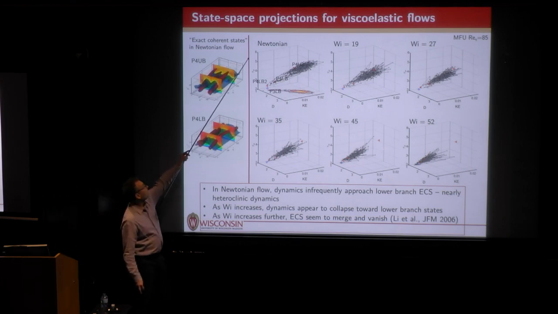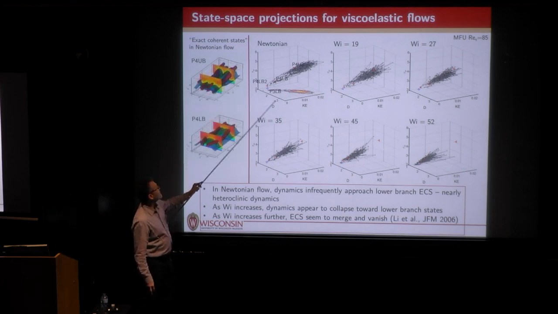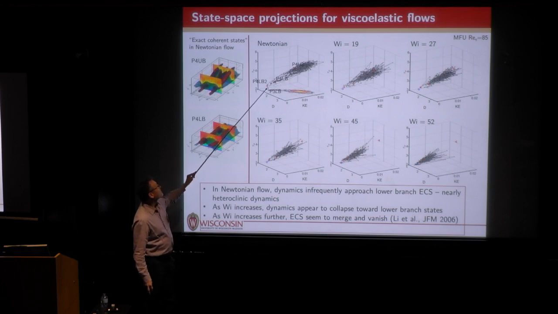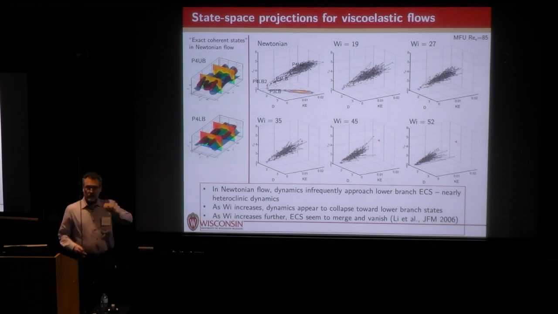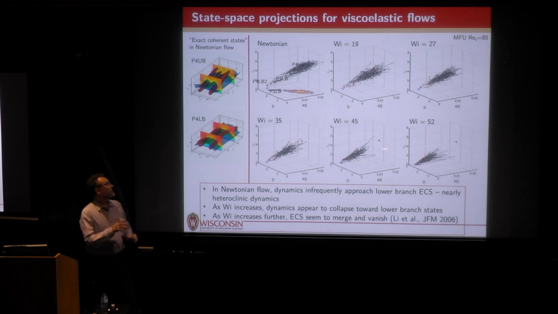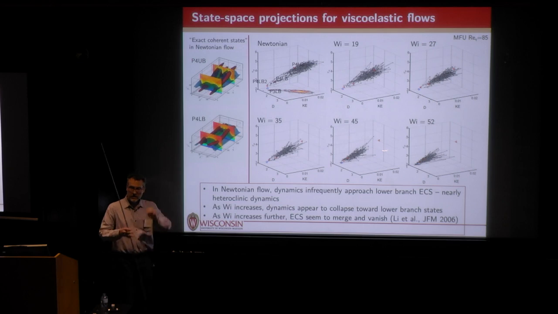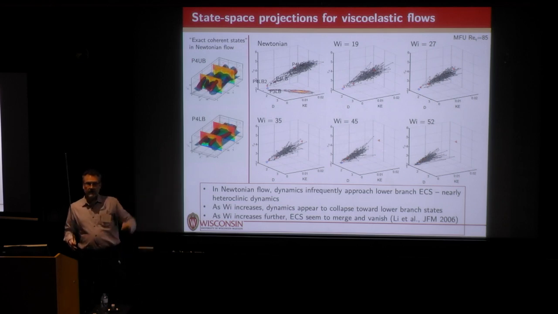And so if you make a state space projection of wall shear stress, dissipation, and kinetic energy, you can plot these solutions on here. You can look at the dynamics. And so in the Newtonian case, you have these infrequent excursions down toward these lower branch states. So that's the infrequent hibernation intervals.